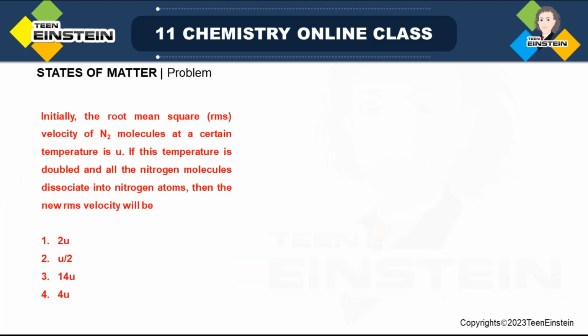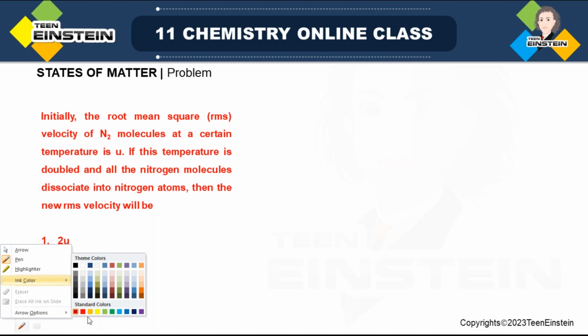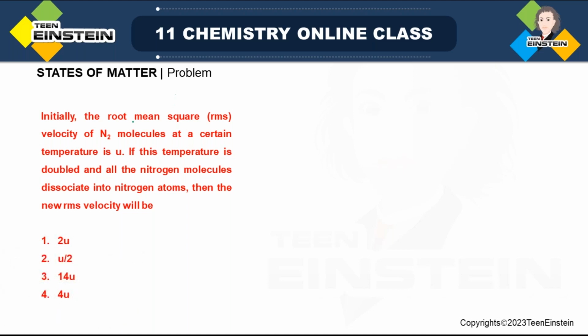As we have some time, we can discuss one problem which is based on, overall, this chapter, states of matter. We can discuss one or two problems. So here the problem is saying that initially the root mean square velocity, which is root over 3RT by capital M, where M is the molar mass of a nitrogen molecule at a certain temperature, is given as small u.